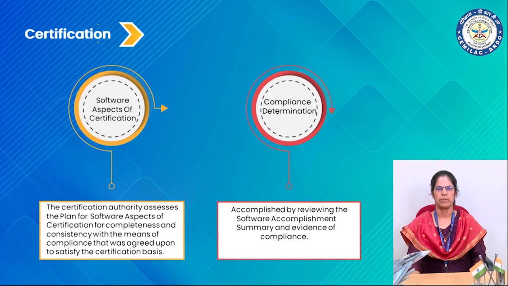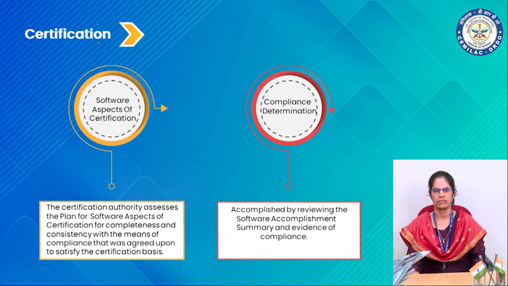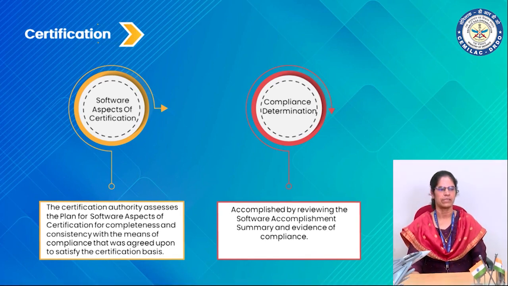In this phase, compliance to PSAC is assessed. Certification authority assesses the PSAC for its completeness and consistency against the certification basis. Compliance determination is by reviewing the software accomplishment summary and evidences of compliance. Accomplishment of planned activities are described in the software accomplishment summary, and evidences reported regarding the compliances are also verified.